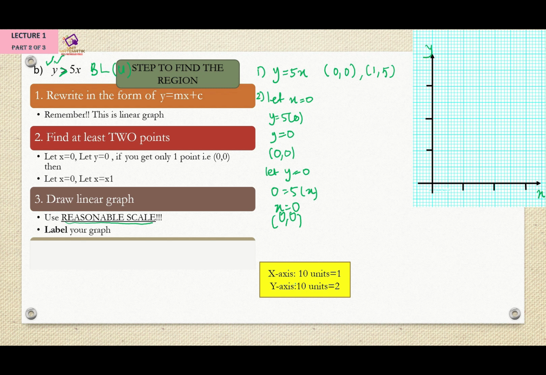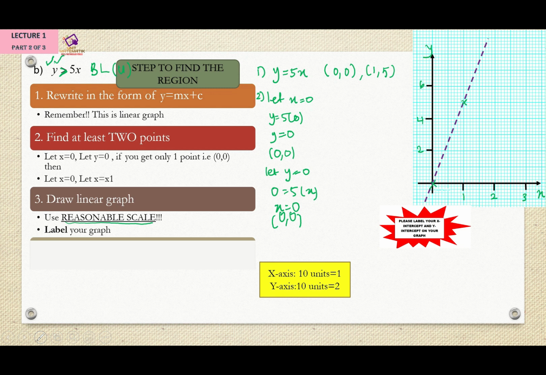Since for x-axis the scale is 10 units equals to 1, here we write 1, 2, 3. And then for y-axis 10 units equals to 2, so here will be 2, 4, 6. So the point that we get is 0, 0. So mark your point. So this is 0, 0 and 1, 5. So the point is here, 1, 5. Then you should draw your linear graph. So this is your linear graph.